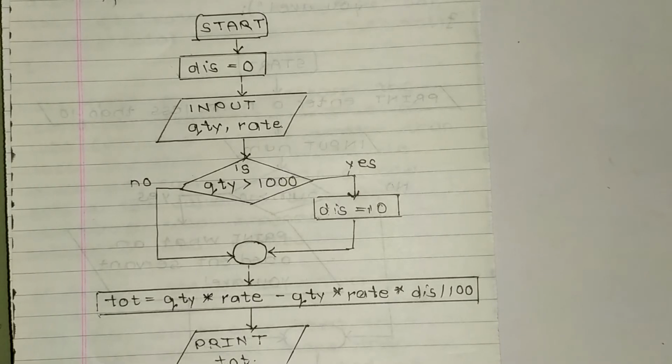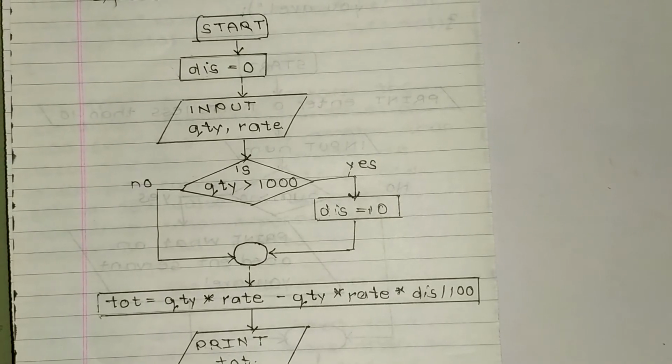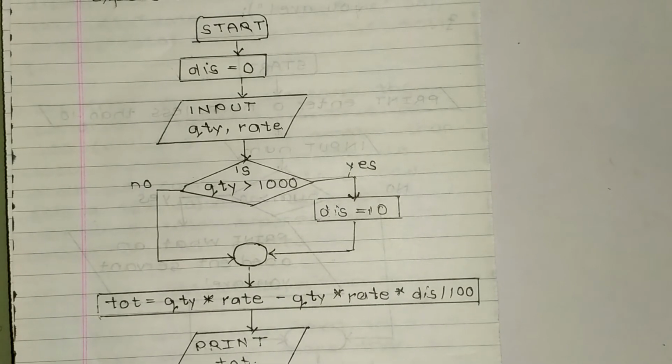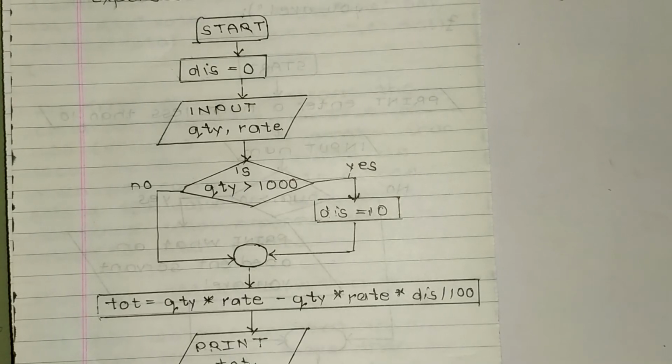So until this point, first we are starting, then we are giving this is equal to 0, that is the initial discount which was equal to 0. Then we are scanning inputs which are quantity and rate. Now we are considering if input quantity is more than 1000. Now there are two options, that is no and yes. So is quantity more than 1000, yes, then discount is equal to 10, which was 10%. So this is equal to 10. Now we are proceeding further. Now we have discount.